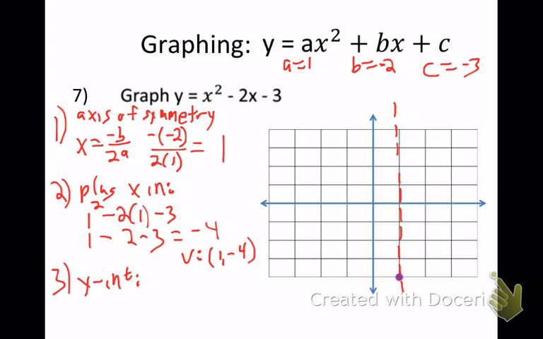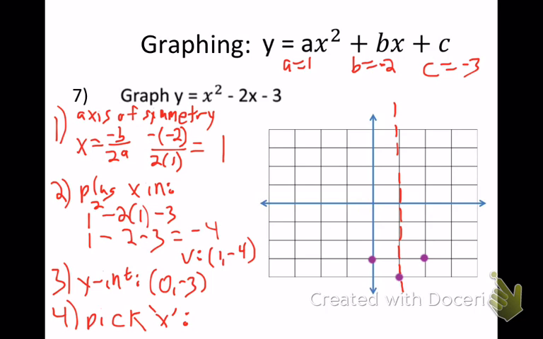Step 3, y-intercept. What's my y-intercept here in this problem? (0, -3). After I do the y-intercept, then I need to do its reflection. So I go to the other side. Step 4, I need to pick an x value. What's a good value to pick here? Now, 1 would be a great value to pick. However, what's 1? That's our axis of symmetry. That's my vertex. Can't pick 1.